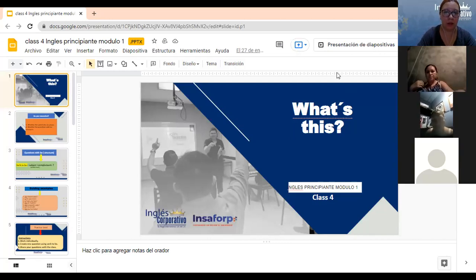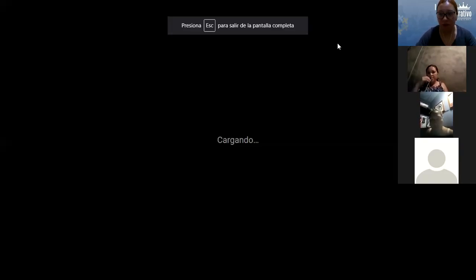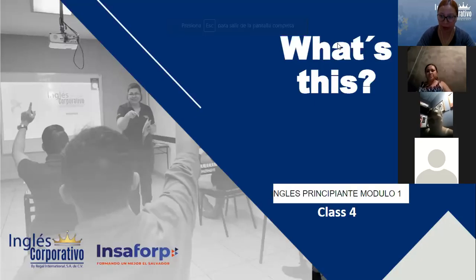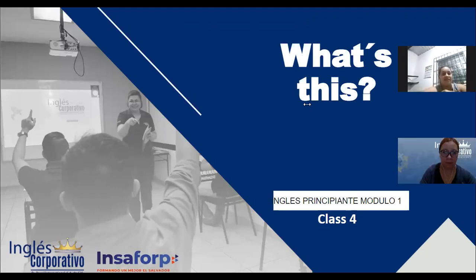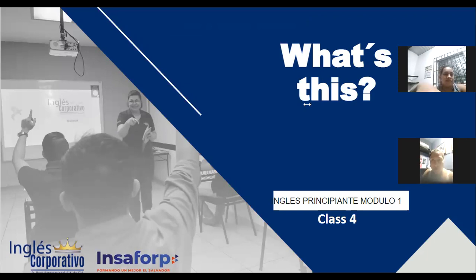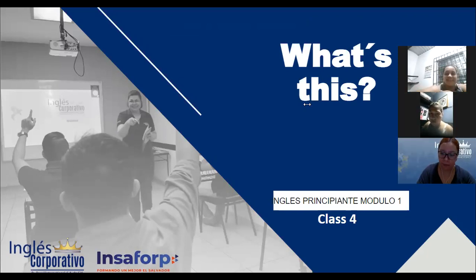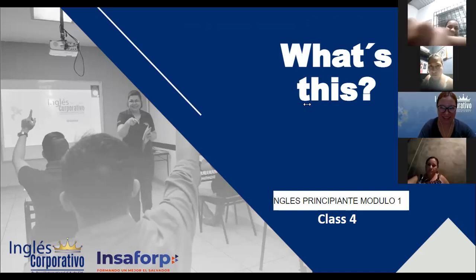So yesterday we started talking about verb to be and the different forms, right? ¿Cuáles son las tres formas del verbo to be? ¿Quién me la dice? Levantamos la manita. Okay, veamos a Verónica Orellana, please. Is, are, am. Muy bien, hoy sí. Se redimió Verónica.